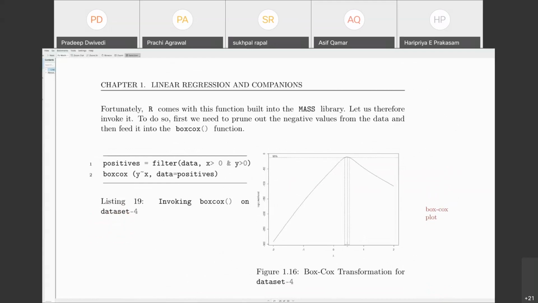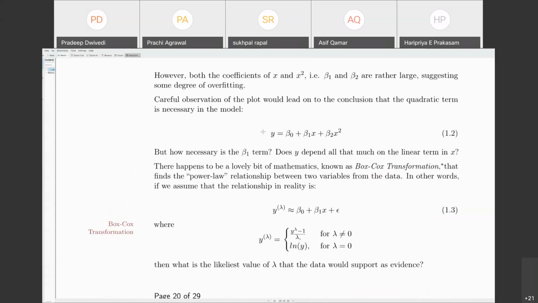Where does it achieve a maxima, guys? Approximately at 0.5. So what does it say? It says that the square root of y is a function of beta naught plus beta 1x in this equation. So y is a function of what? X squared terms, isn't it?